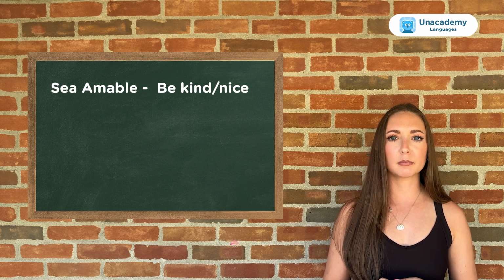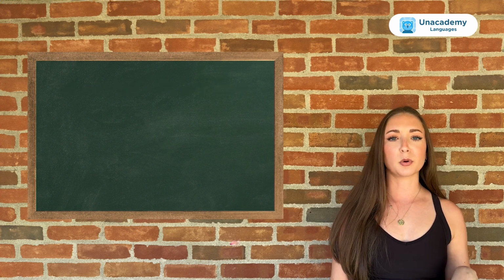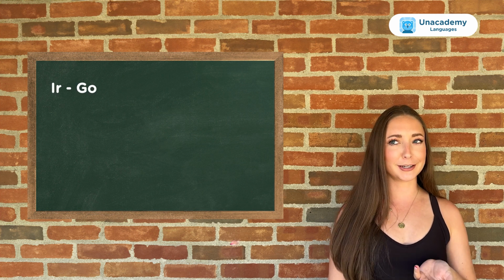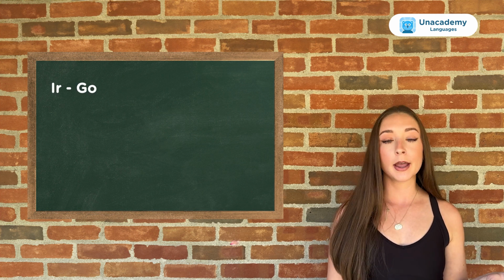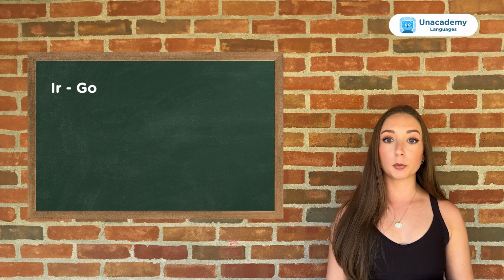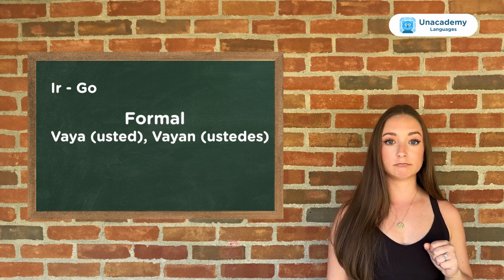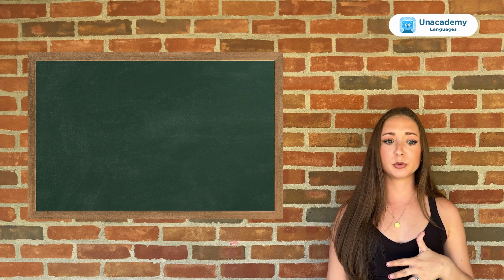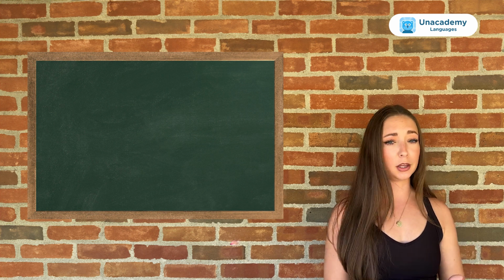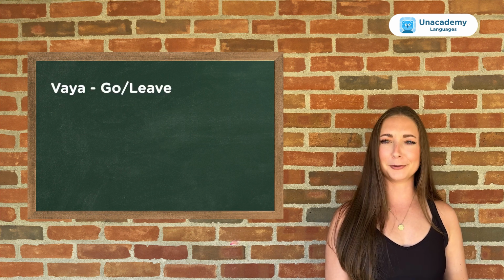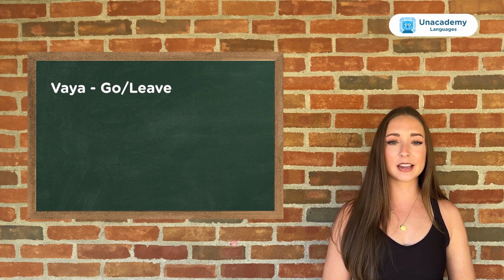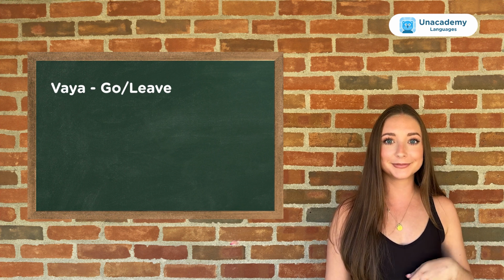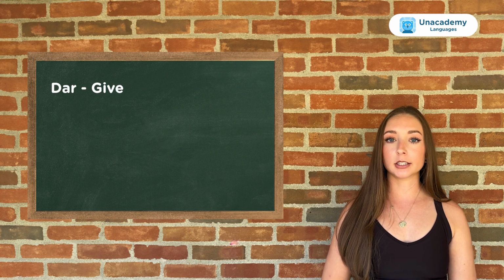Sea amable. Be nice. The next one is the verb ir. Are we really surprised here that ir is irregular? It always is. But if you want to use this in a formal usted command, you say vaya. So if I'm trying to tell somebody to leave, but I'm trying to be a little bit more polite about this, I would say, vaya. Go, leave.